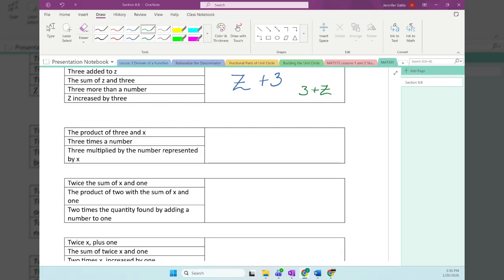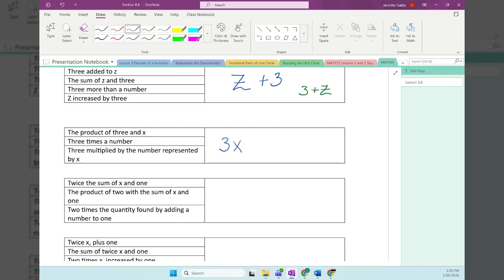So, in this case, since we are talking about the product of 3 and x, 3 times a number, or 3 multiplied by the number represented by x, that is multiplication. And it is going to be 3 times x. And typically, when we are writing a number and a variable being multiplied together, we just write them side by side. We really don't put an operation between them. So let's look at the next one.